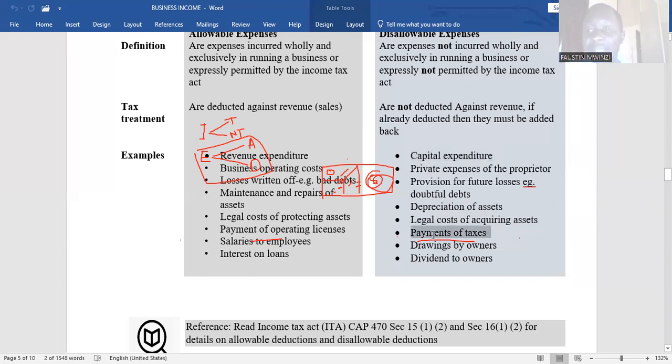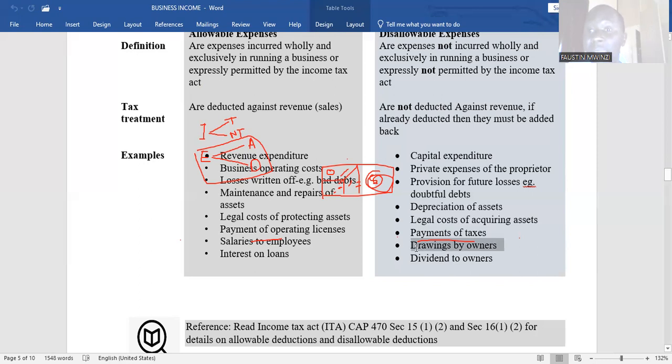Next is payment of taxes. When you pay taxes, it's not an expense. Payment of taxes is not an expense. You don't claim it as an expense. And the expenses in connection with payment of taxes, like interest on loans acquired to pay taxes, cost of tax appeals, you are normally told each party to bear their own cost.